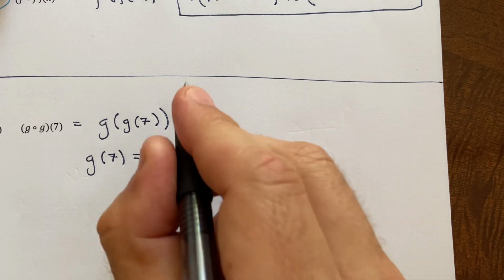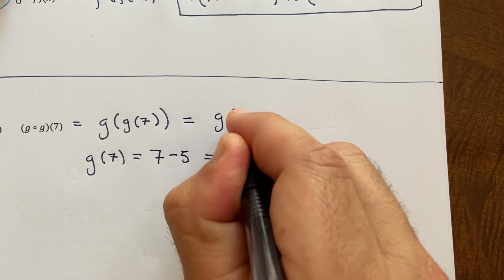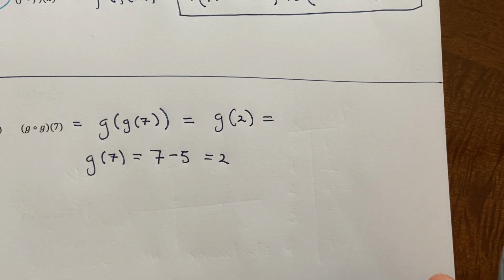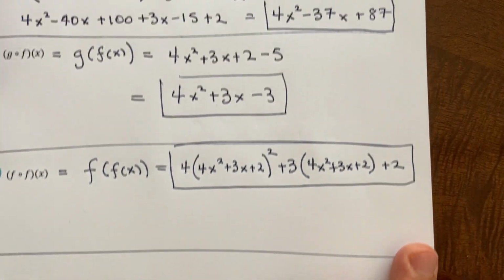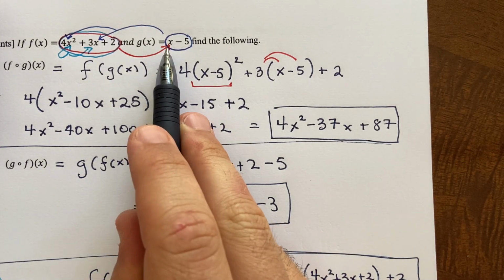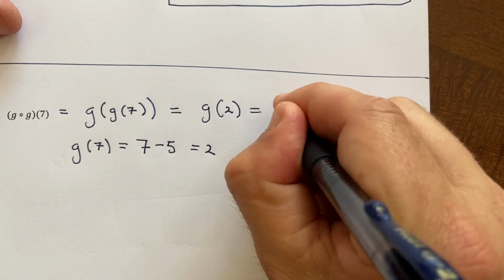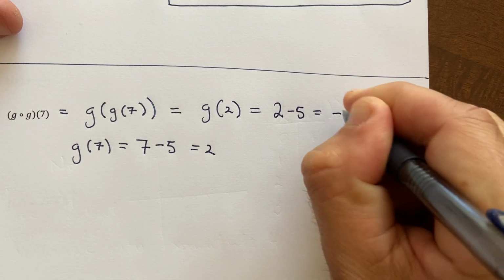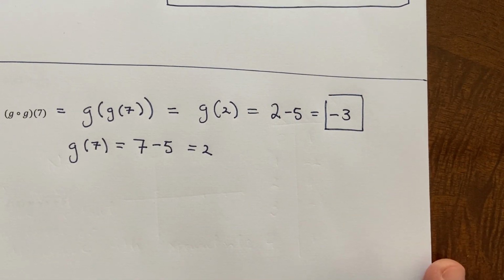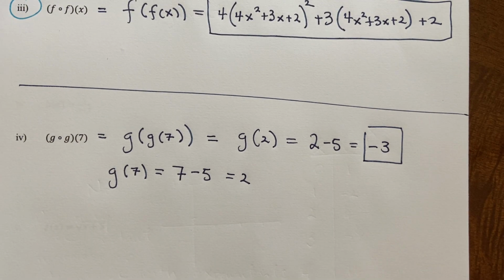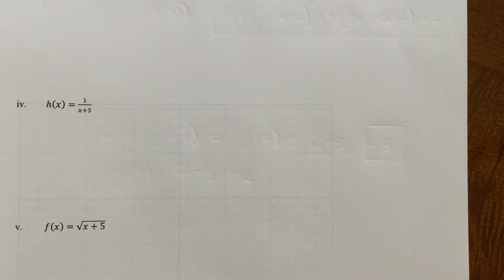So g of 7 equals g of 2. G of 2, again, looking at g, here it is. So take 2 minus 5. So we get negative 3. All right, here's number 4. Moving on, here's number 5.